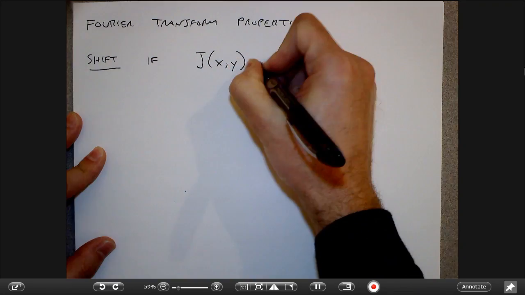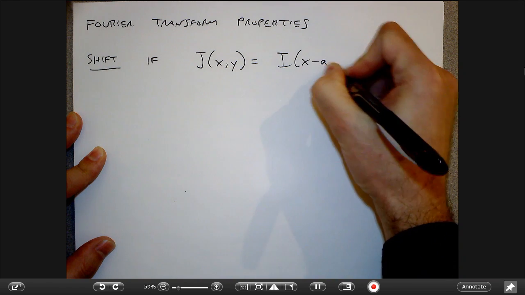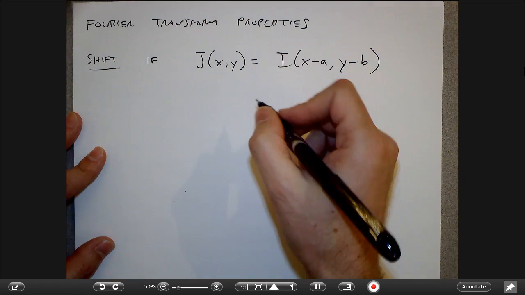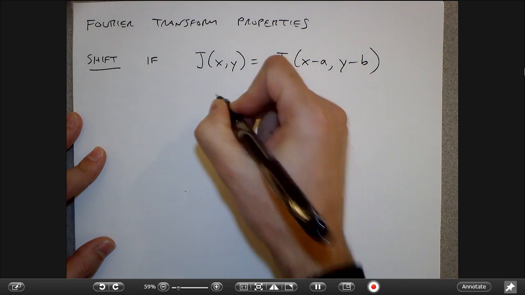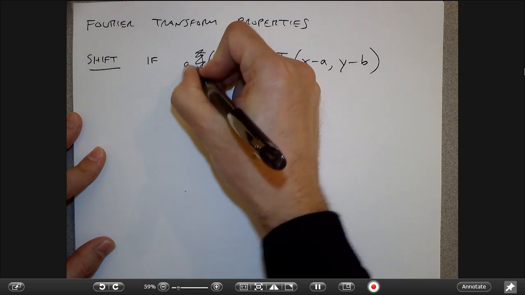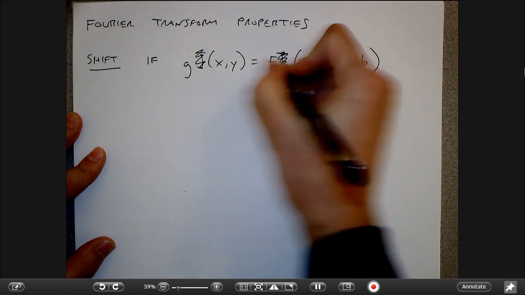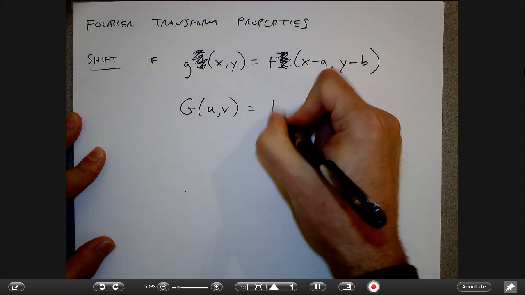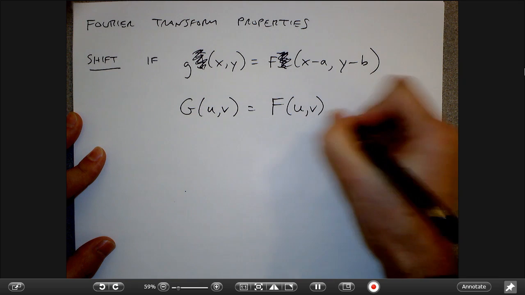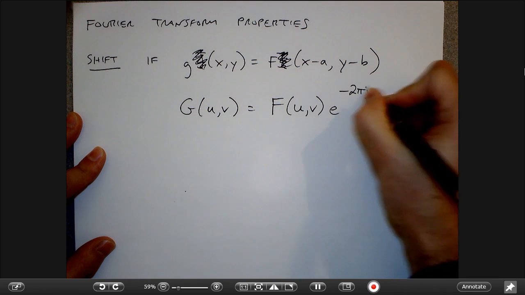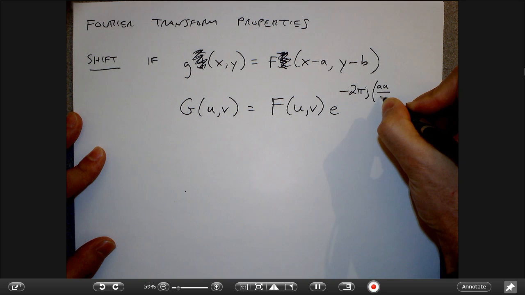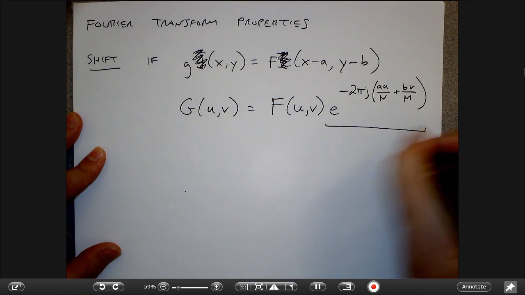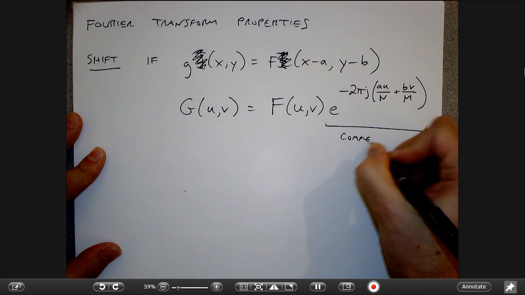So that means, in image processing terms, that if I have one image that is a shifted, or translated, version of the input, let me just call these G and F to make my Fourier transform notation easier. Then the Fourier transform of G is going to be the Fourier transform of F multiplied by some complex phase shift that depends on the translation. So this here is basically a complex phase shift.